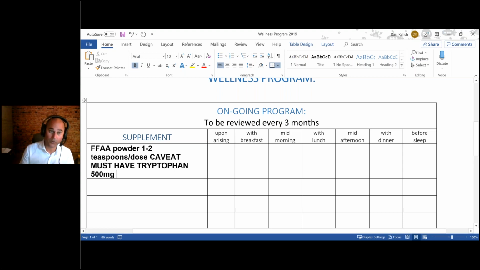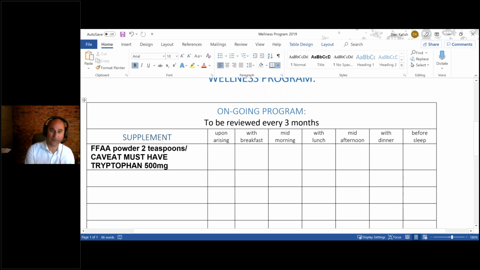Now, usually the doses are done either once or twice a day, depending on what you're trying to achieve. If you want to know what I actually do pretty much all the time, I do 2 teaspoons once a day because it's hard for people to remember. So let me just write that down. 2 teaspoons one time a day away from food.